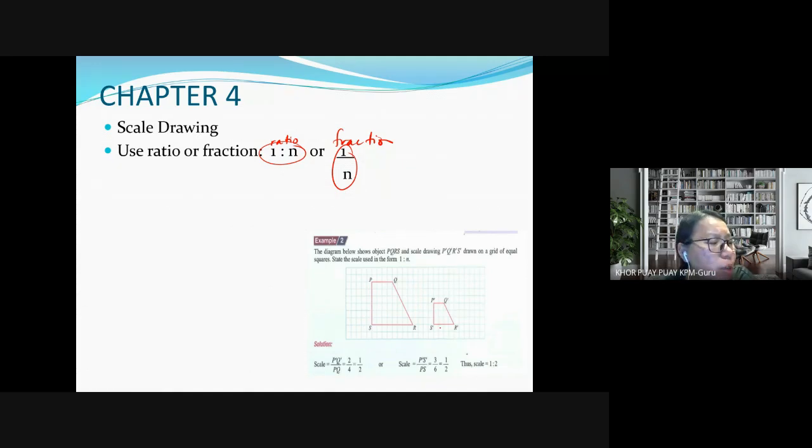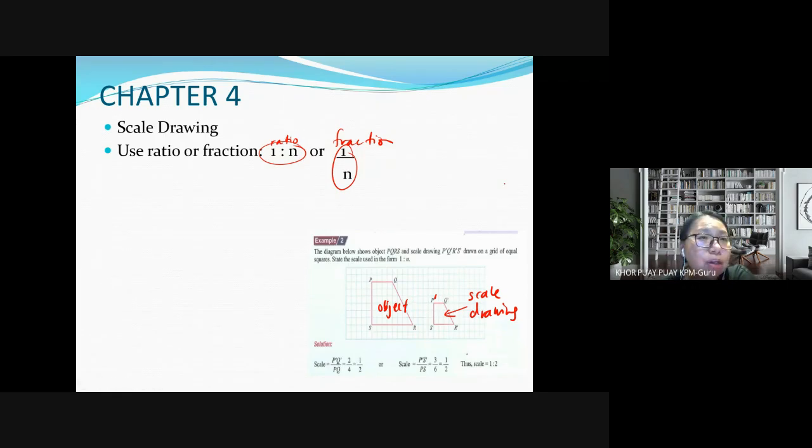Okay, so how do I know which is object, which is image, or we call scale drawing? Normally, if you are given a shape, the labeling will tell you already which one is object, which one is image. So if they give you P, Q, R, S, and another one is P with the dot, Q with the dot, R with the dot, this dot here we call prime, P prime, Q prime, R prime. So the one with the prime will tell you, this is my image or the resized shape, or we call scale drawing. And the one without the dots is your object.